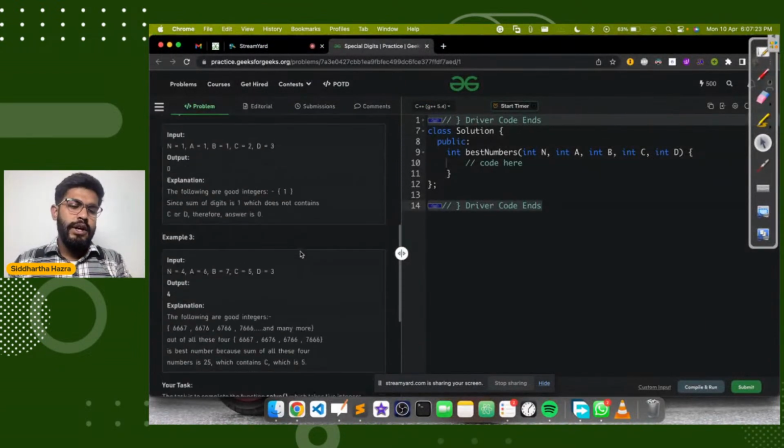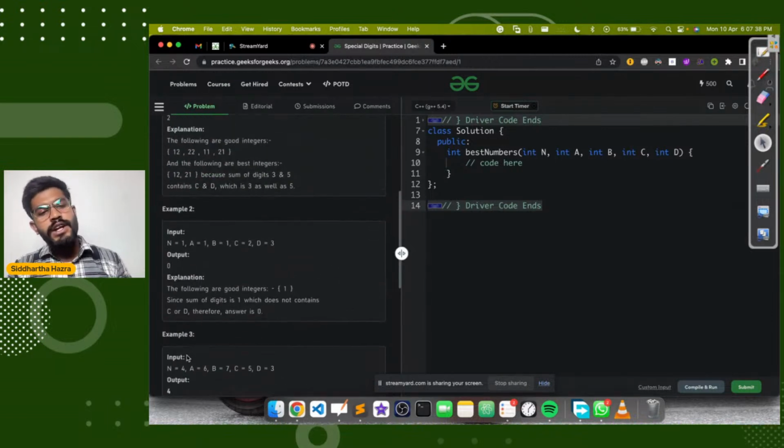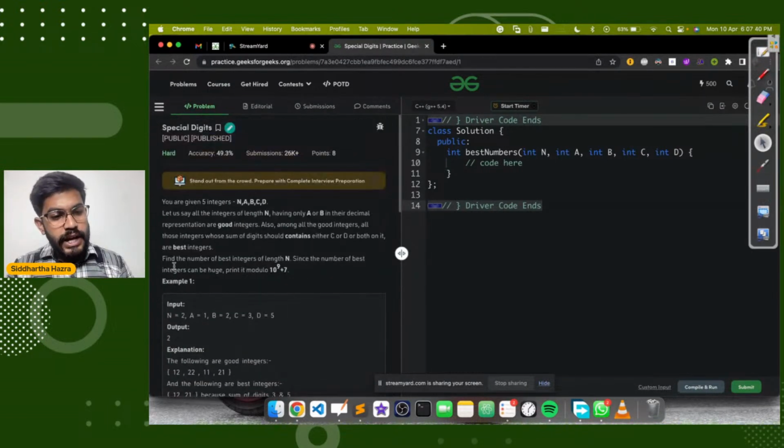So now, as you can see, it is still 10 to the power 5 and it is 9. So it would be very large. Okay, it would be absolutely very huge. And as you can see, even without telling you anything, it is told as the best integers can be huge, print it modulo 10 to the power 9 plus 7.